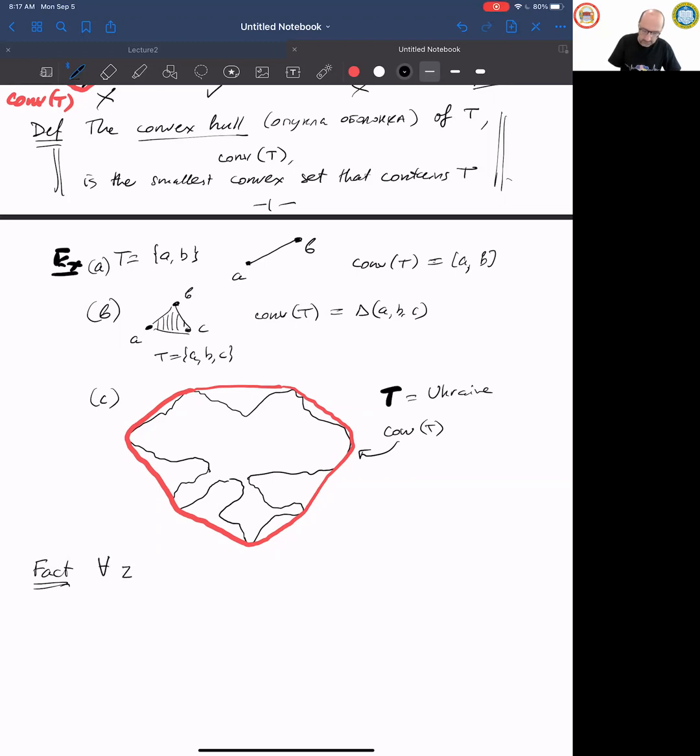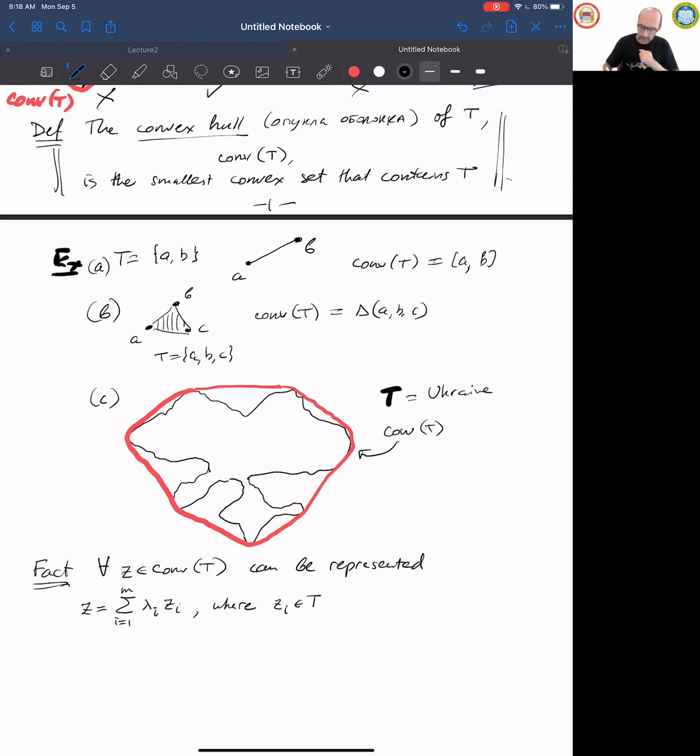So if you have any point in the convex hull, and this is a fact, think of it as a lemma, any point in the convex hull can be represented as a linear combination, but a special one: the sum of lambda_i z_i, a linear combination of the points in T.